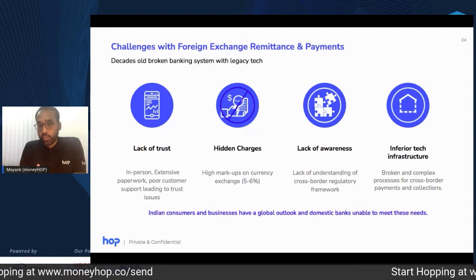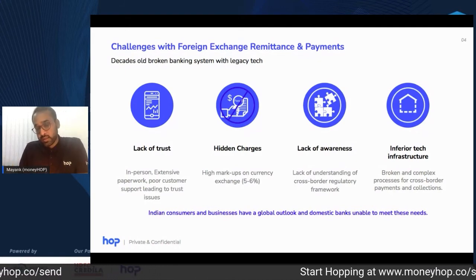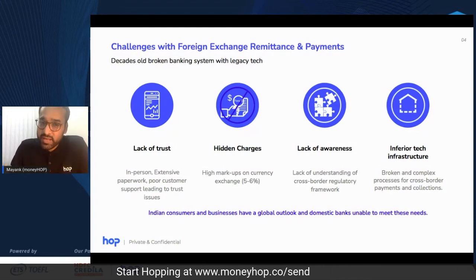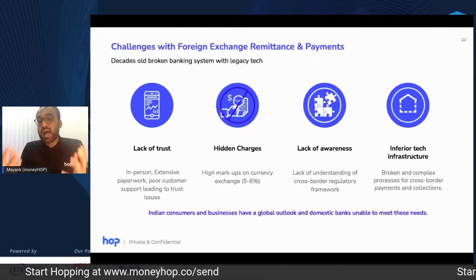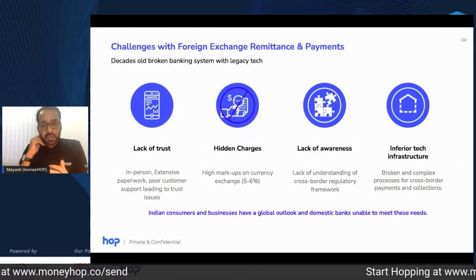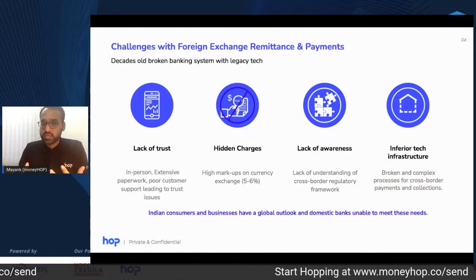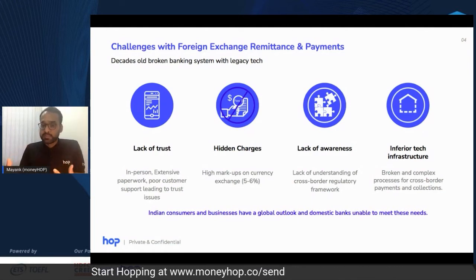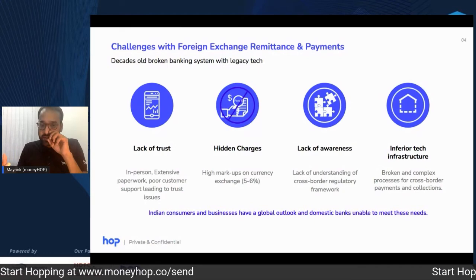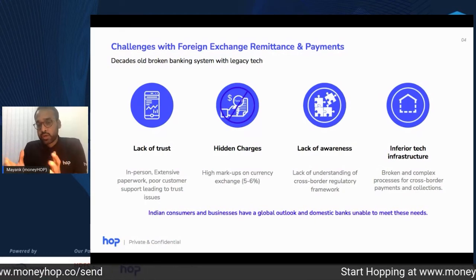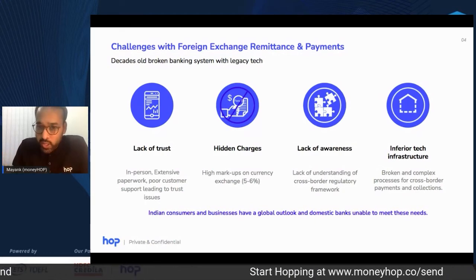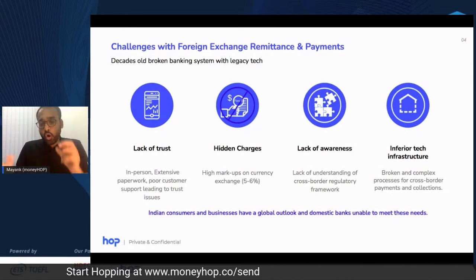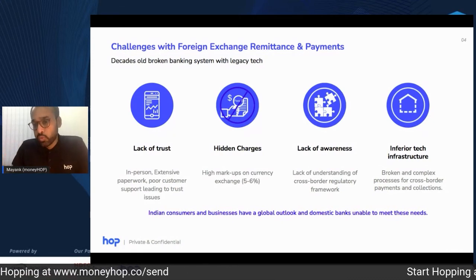You only found out what you were paying ex post facto, when they'd already charged you, like how I experienced it when I was remitting through my bank. There was a lack of awareness also. People weren't very familiar with terminologies like Swift code or ACH code or markups or TCS and all of this stuff, and these jargons left them so demotivated that they just gave the bank whatever money the bank asked for, and said just remit the money on my behalf, right? And also the technology infrastructure was very poor at banks, right?